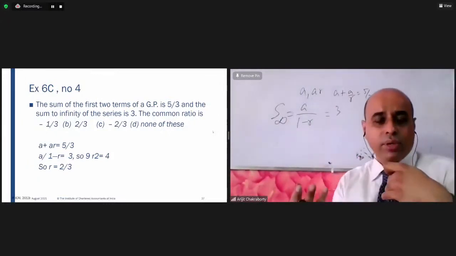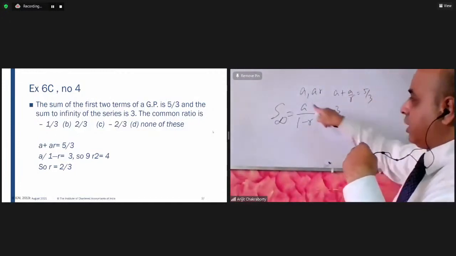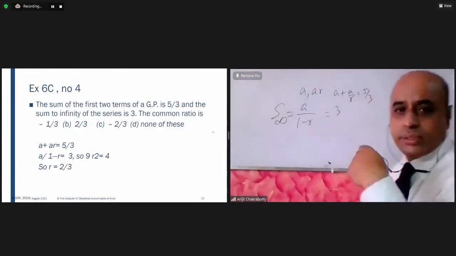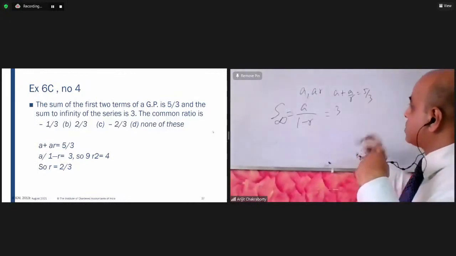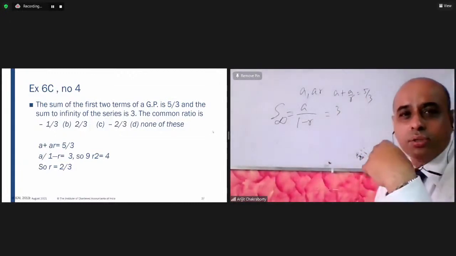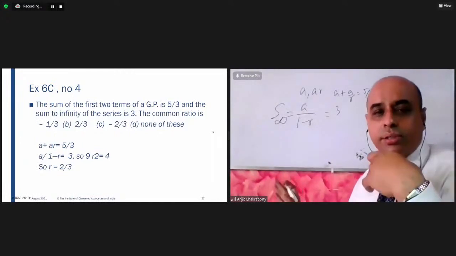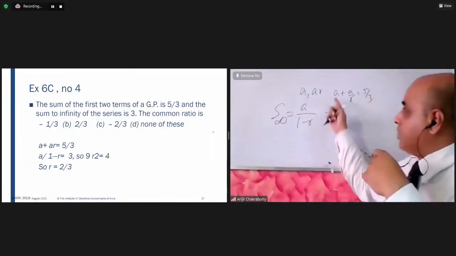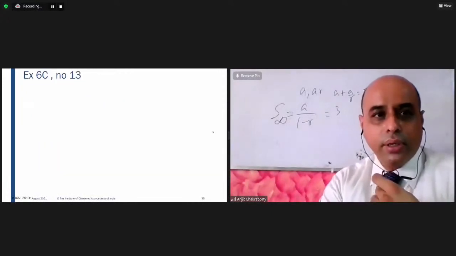So we get two equations, two unknowns. First is a plus ar is 5 by 3 and a divided by 1 minus r is 3. Let us solve for these two equations and you will get r is equal to 2/3. These are the two equations and two unknowns, a and r. Just solve for it. You will get r equal to 2 by 3.